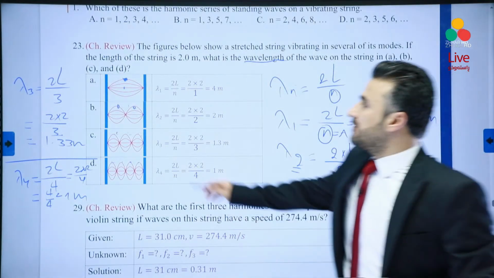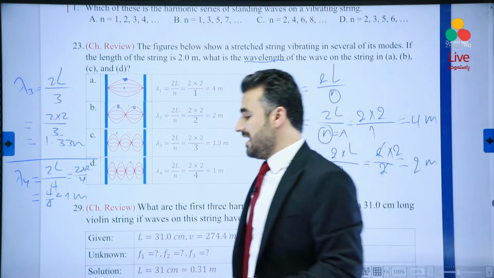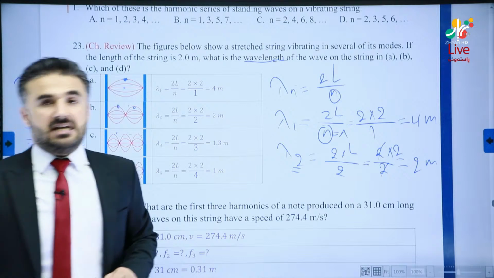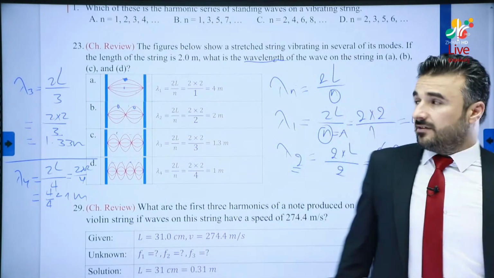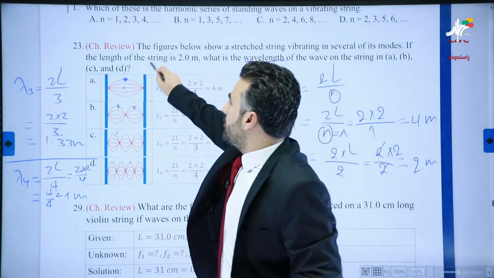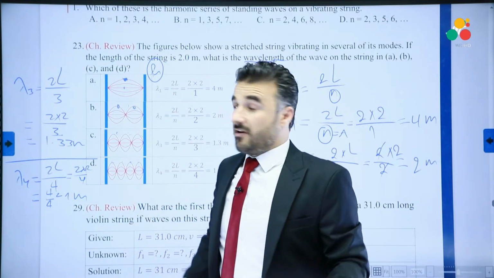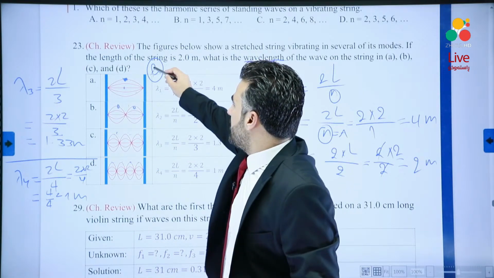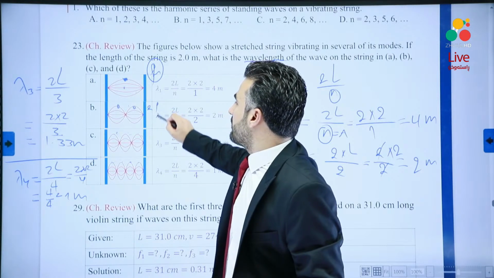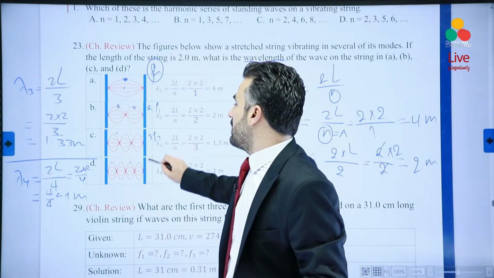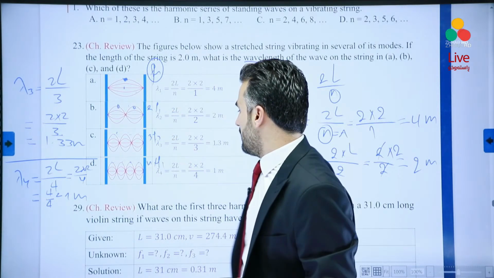What if I ask you to find the frequency here? Would you be able to do that? Yes, if the speed is given, yeah? If the speed is given, knowing the frequency of the first harmonic, then of course you can find the second, third, and fourth harmonic very easily. All you have to do, if this is the first harmonic, you can say 2 times the first harmonic, or 3 times the first harmonic, 4 times the first harmonic, and so forth.